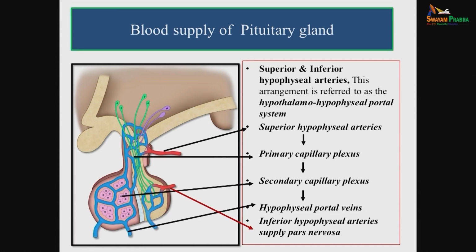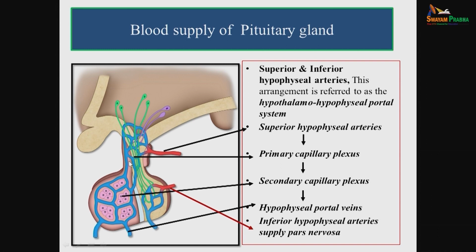The blood supply of the pituitary gland is very interesting. The superior and the inferior hypophyseal arteries are the main arteries, which are branches of the internal carotid artery. The superior hypophyseal artery supplies the median eminence and the infundibular stalk, and it forms a capillary plexus. This capillary plexus is called the primary capillary plexus.